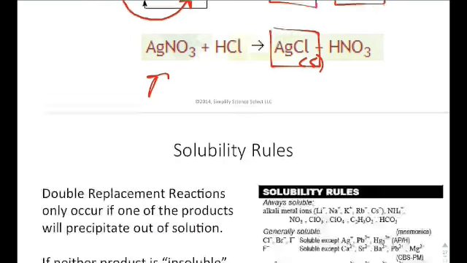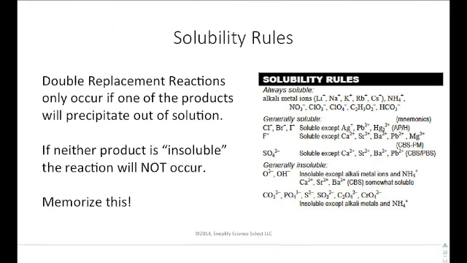Precipitate reactions are governed by the solubility rules. And the solubility rules just say what is going to be in a solution and what is going to be out of solution. Now, if neither of the products is insoluble, it will not occur. So if you look at these things, these are general rules. We'll learn a little bit later about KSPs and what actually dissolves in them.